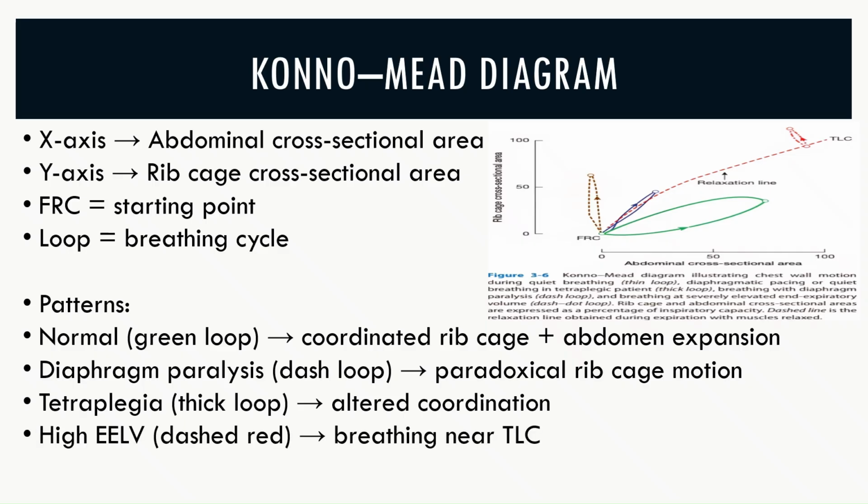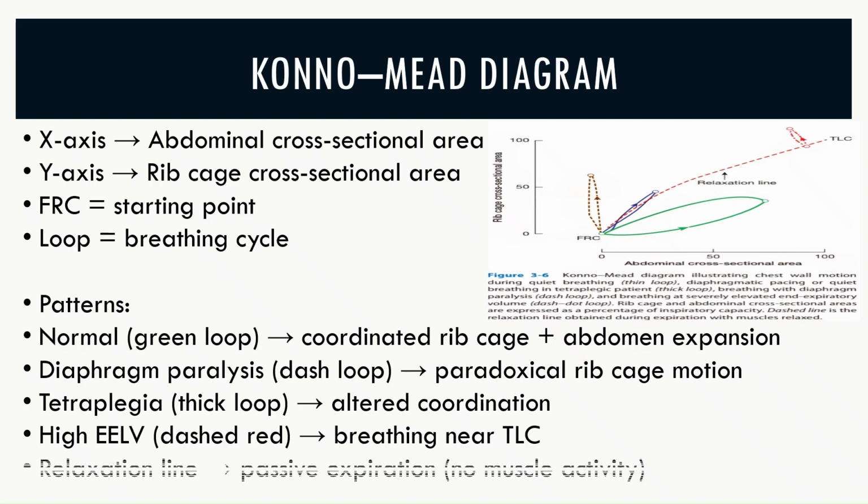At high end-expiratory lung volumes, breathing occurs near total lung capacity and loops shift along the relaxation line, indicating reduced compliance and increased mechanical load. The dashed relaxation line represents passive expiration when respiratory muscles are relaxed, highlighting elastic recoil properties of the respiratory system.